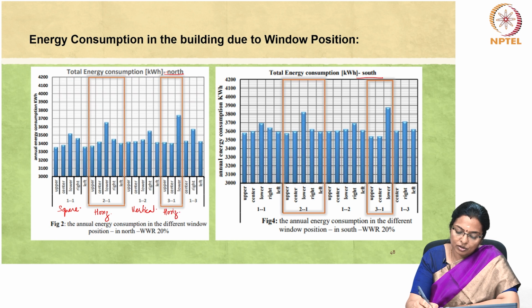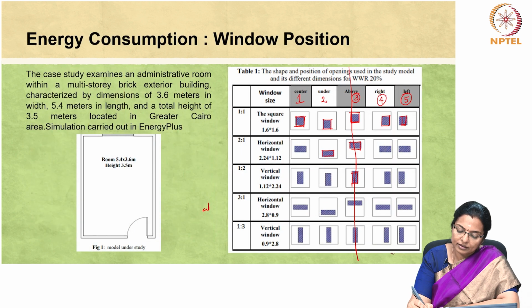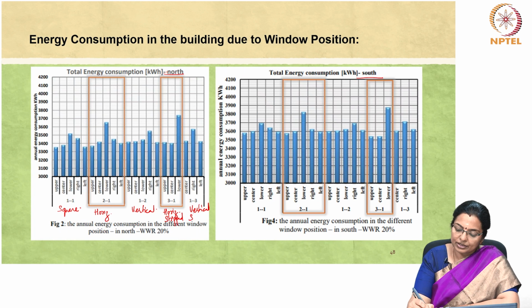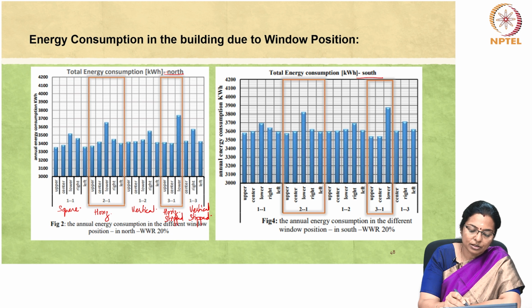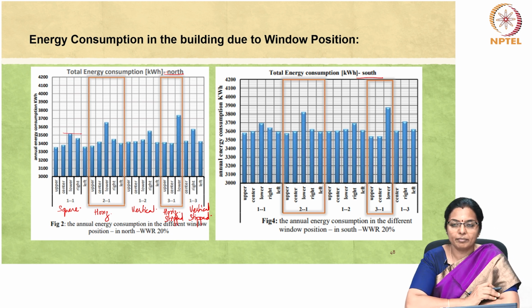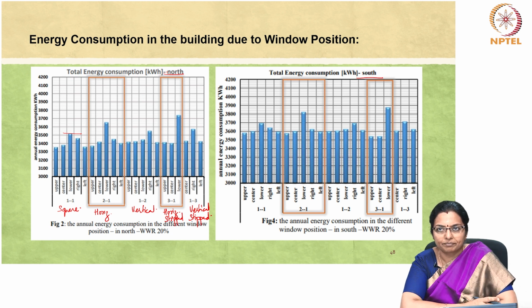This is the horizontal striped thin one, and this is the vertical striped. So, among the various window configurations, the square window positioned in the upper part of the wall records the minimum energy consumption. So, of all the others, this records the minimum energy consumption.